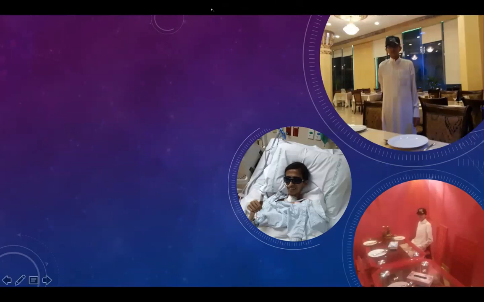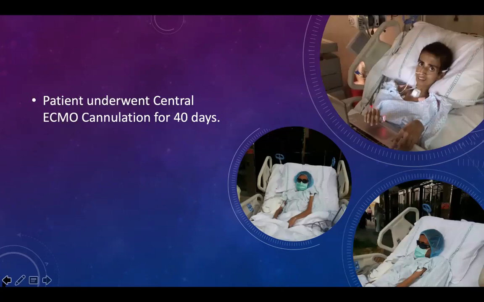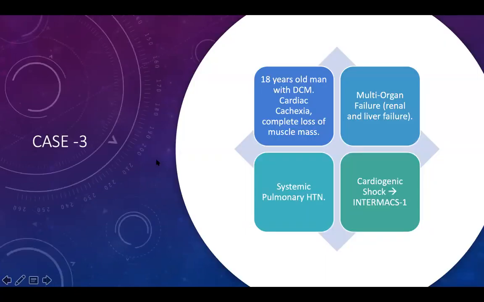So initially he came in cardiogenic shock. At that time, he needed an ECMO as a short-term mechanical support. After that, he's cachectic. I saw in the slide, systemic pulmonary hypertension. Maybe that is due to his left-sided heart dysfunction. Yes, so systemic pulmonary hypertension and cardiogenic shock.